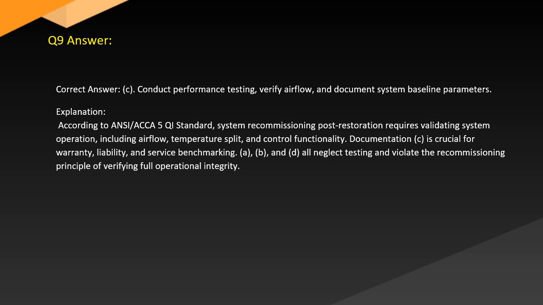Answer. Correct answer: C. Conduct performance testing, verify airflow, and document system baseline parameters. Explanation. According to the HVACR standard, system recommissioning post-restoration requires validating system operation, including airflow, temperature split, and control functionality. Documentation is crucial for warranty, liability, and service benchmarking. A, B, and D all neglect testing and violate the recommissioning principle of verifying full operational integrity.